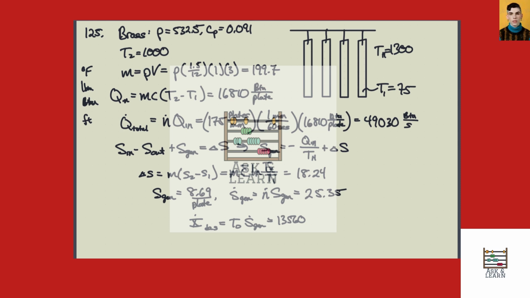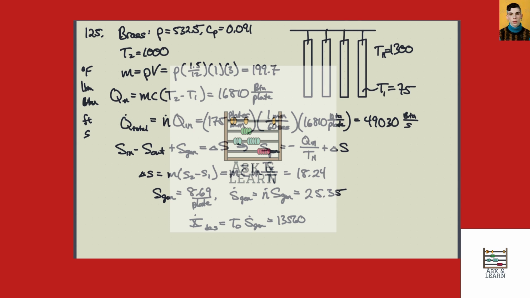We also have units of seconds in this problem as default. So we have this much BTU per plate, and now we want the total heat transfer going into these plates as a function of time as they move through. The rate of flow of plates, I'll call it N dot, is 175 plates per minute. Converting that to seconds, we divide by 60, and then multiply by how much heat needs to go in per plate. So we wind up with about 49,000 BTU per second of heat going into these plates.